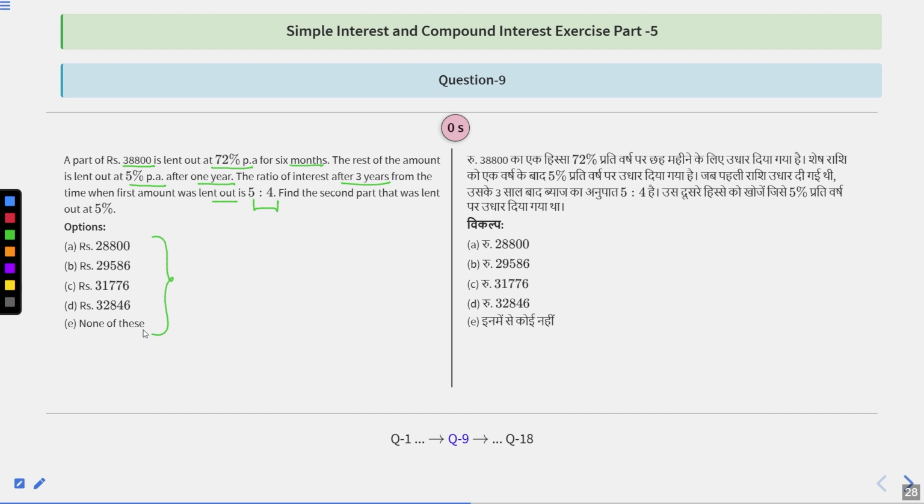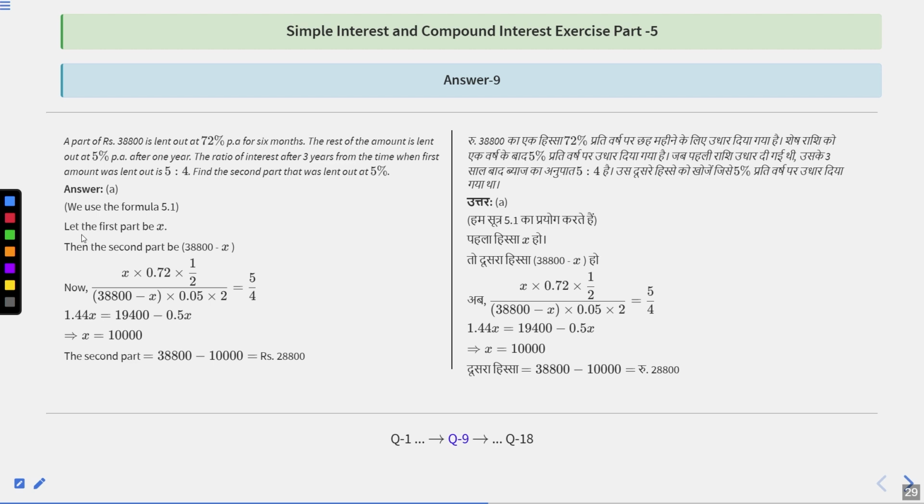Now time's up. Let's see the solution. Now let the first part be X rupees. So the second part will be 38,800 minus X. Now the question says the ratio of the interests of the first part and second part is 5:4. Clear? So we can write X into 0.72 multiplying 1 by 2, which is 6 months, upon 38,800 minus X into, because the rate of interest is 5%, 0.05, into 2.